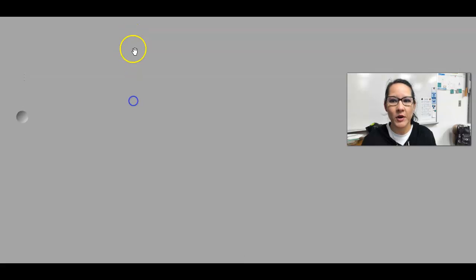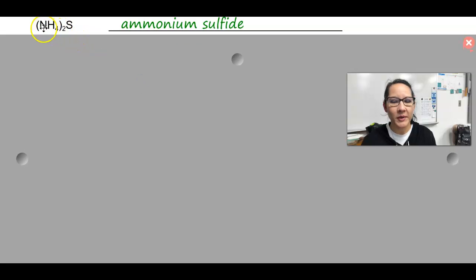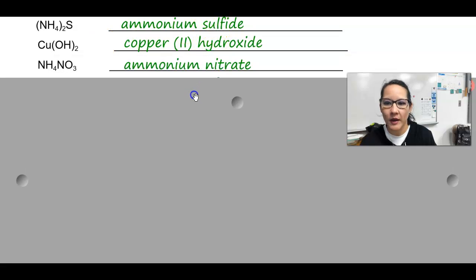First is ammonium sulfide. Ammonium is NH4, that's a polyatomic ion, and then S is a monoatomic ion. It's just one element, so it's going to end in IDE, so it'll just be sulfide. Next is copper. It's a transition metal, so it needs a Roman numeral. We look here, that's going to be copper, Roman numeral 2, and then this ion in the parentheses is hydroxide.